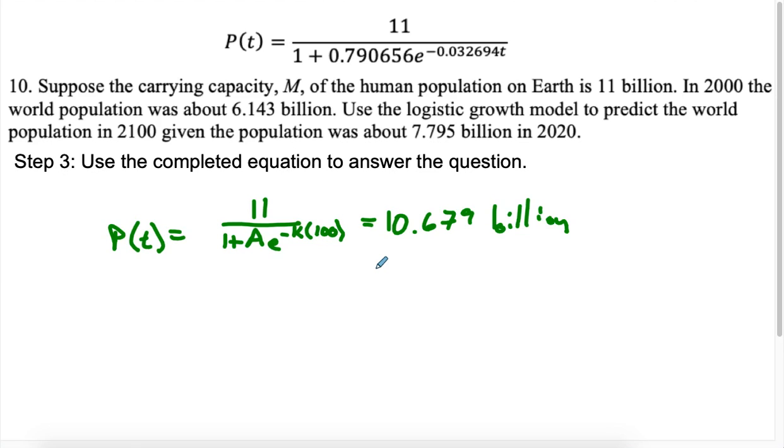So I know that this was kind of a complicated example where we used real world numbers. But the three-step process: Step one, use the initial value that corresponds to t equals 0 to solve for A. Step two, use another data point, plugging in to solve for k. And then step three, use our completed equation to answer whatever question they are asking.